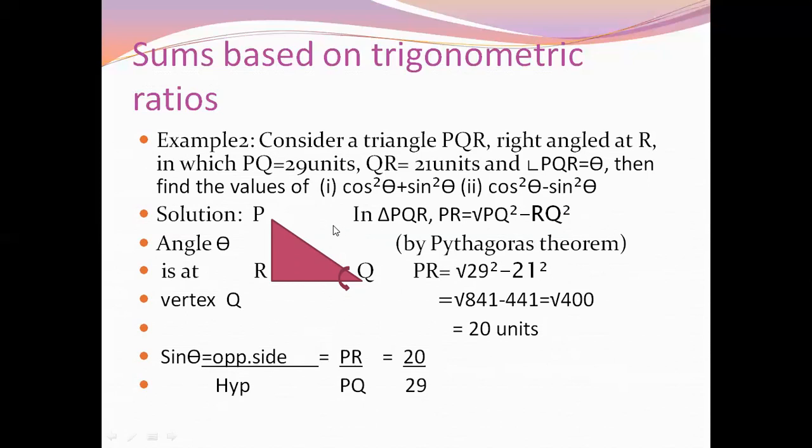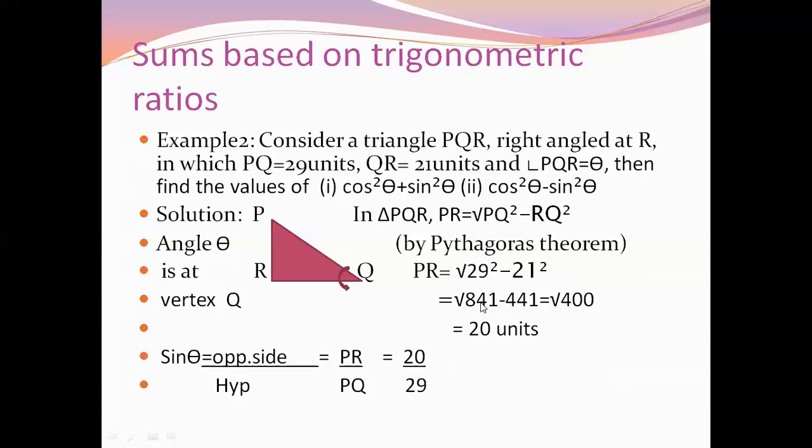So the solution, you see here. In triangle PQR, I already said R is right angled. So apply Pythagoras theorem again. We have PQ, the hypotenuse, given as 29 units, and QR, the base, given as 21. We have to find the height. By applying Pythagoras theorem, height PR is equal to root over PQ square minus QR square. PQ value is 29, so 29 square minus 21 square.